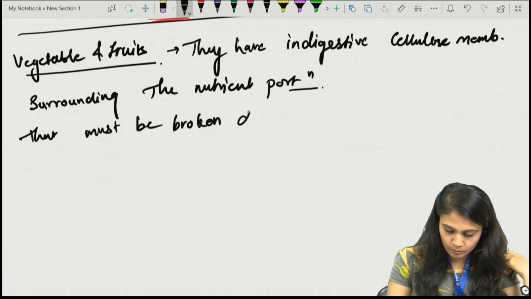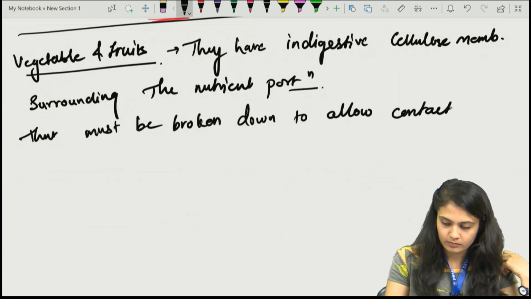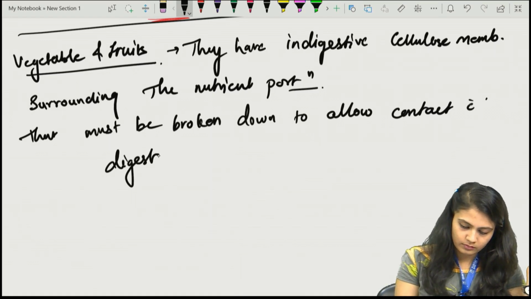So broken down to allow contact with the digestive enzymes.